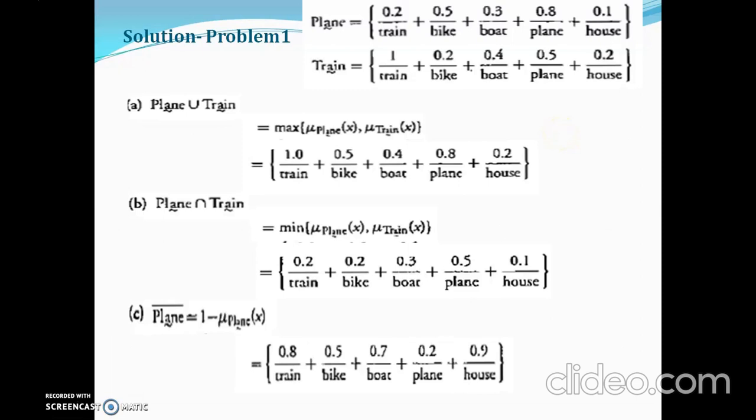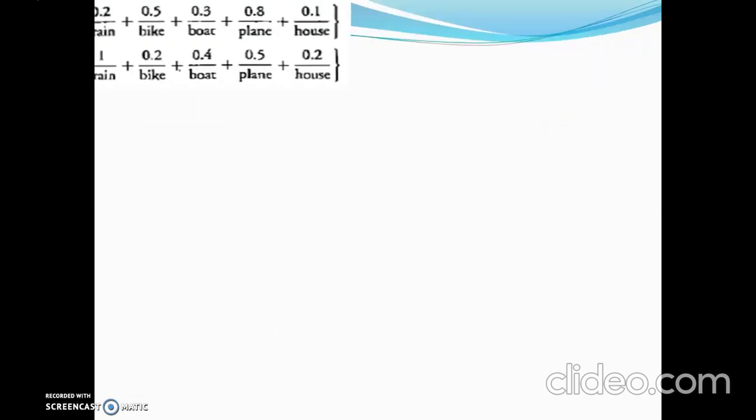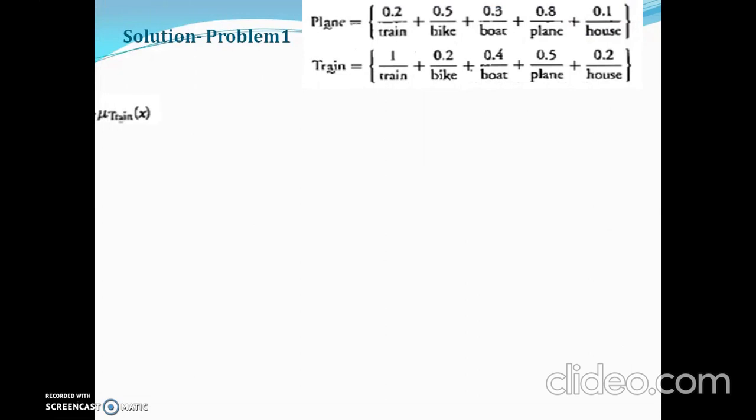Now we come to D. This is the train complement. So 1 minus 1 is 0, 1 minus 0.2 is 0.8, 0.6, 0.5 and 0.8.